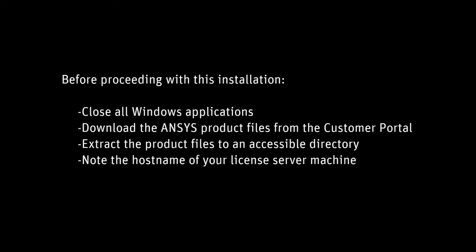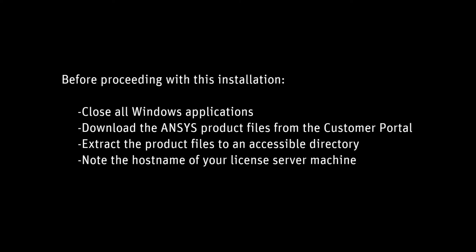In this demonstration, you'll learn how to perform the installation for ANSYS Release 16.0 on the Windows platform. Before proceeding, close all Windows applications. You will need to download the product files from the ANSYS customer portal and extract them to an accessible directory.